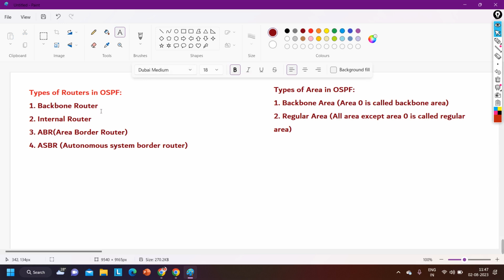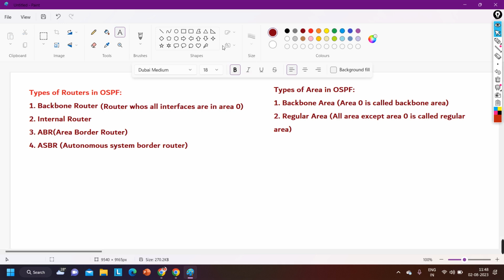So backbone routers are those routers whose all interfaces belong to area 0. Router whose all interfaces are in area 0 is known as backbone router. Done? Is it clear?